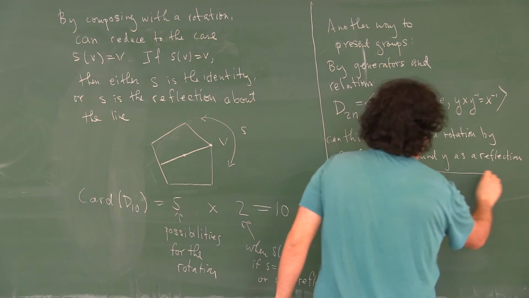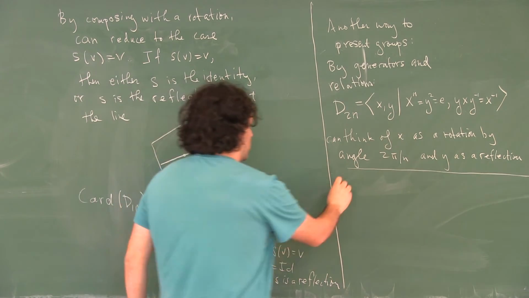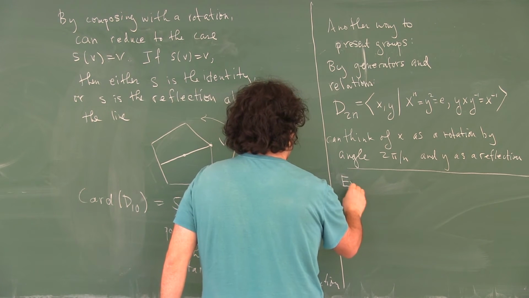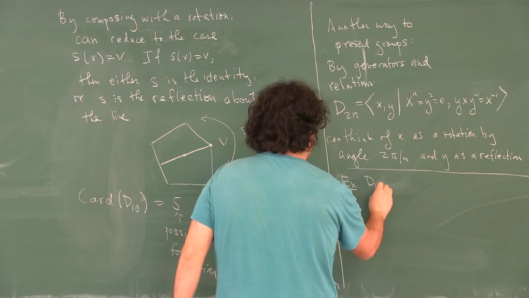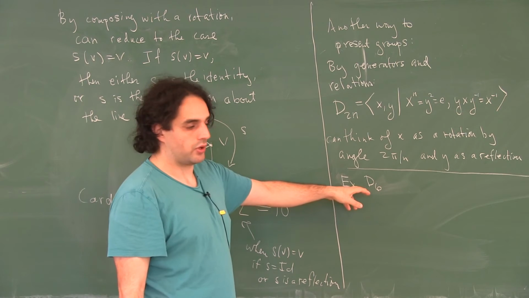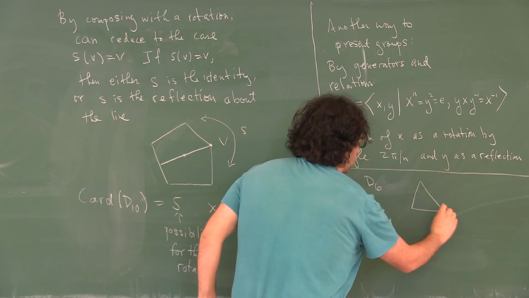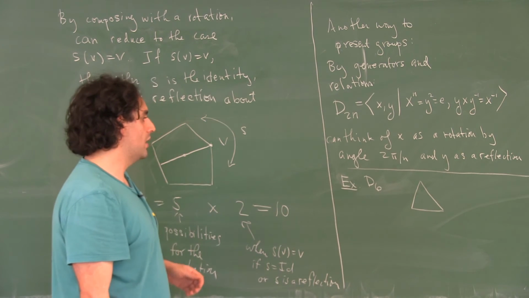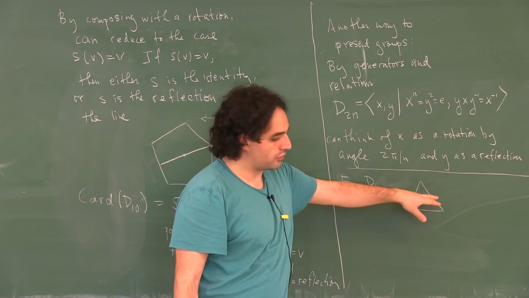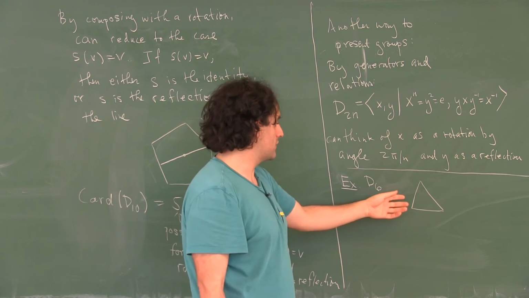Now, a couple more things to remark about these dihedral groups. If we look at the smallest non-trivial example, D6, this is the case of a triangle. If you look at the case of a triangle, 3 vertices, then you notice that preserving the structure of the triangle imposes no extra conditions.